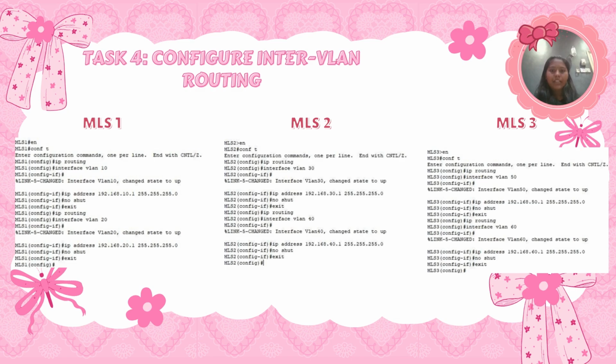The IP address for VLAN 30 is 192.168.30.1, and for VLAN 40 is 192.168.40.1. And lastly, for multi-layer switch 3, we have VLAN 50 and VLAN 60. For VLAN 50, the IP address is 192.168.50.1, and for VLAN 60 it is 192.168.60.1.